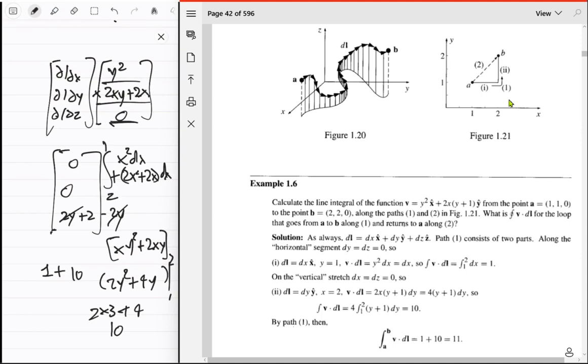Wait, your dx is actually negative, so it should be negative of this guy. So that makes sense. Does this make sense though? Wait, am I thinking of this correctly? It's got to be negative, right?